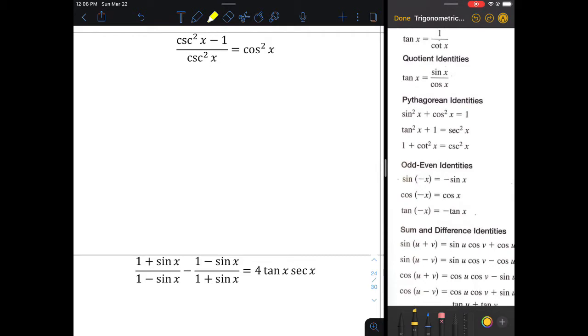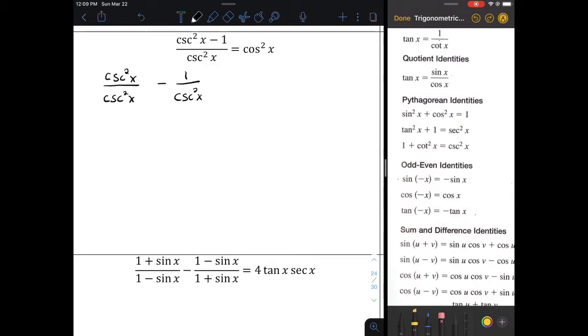Well, in terms of how to start this problem, we have multiple options here in terms of how to proceed. And one of the first things that I could do, if I wanted to, was I could try to split this fraction up, where I would just split it and rewrite it as cosecant squared x divided by cosecant squared x minus 1 over cosecant squared x.